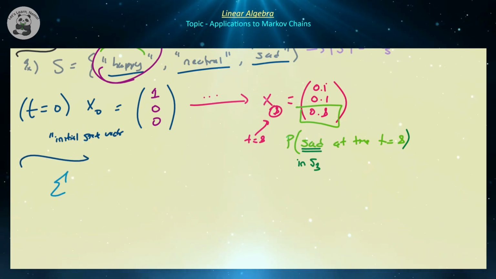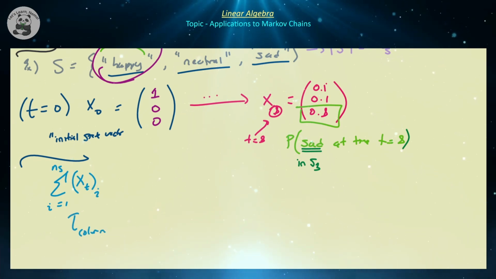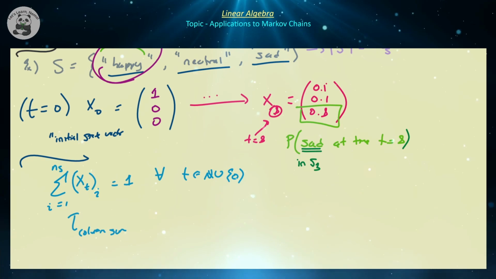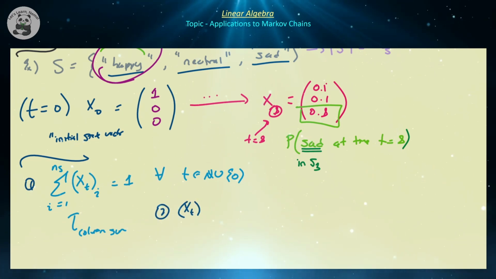All right, so how can we give a little bit of generality to these vectors? The sum from i equals 1 to 3, or generally speaking, the number of states, of the elements of this vector, let's assume this is x_t and this is the ith element, is obviously a column sum, and this should be equal to 1. And this obviously has to be true for all t in the natural numbers union 0, right? Another property that has to be satisfied is that each of these elements, x_t,i, must also belong to the interval [0, 1], right?